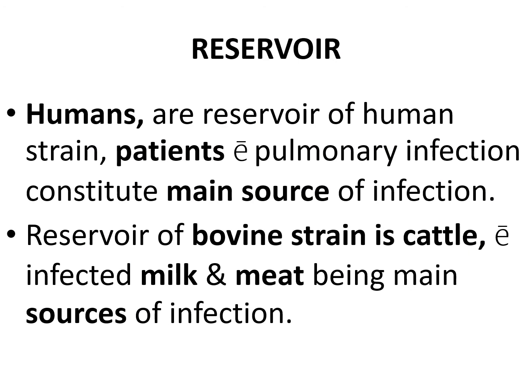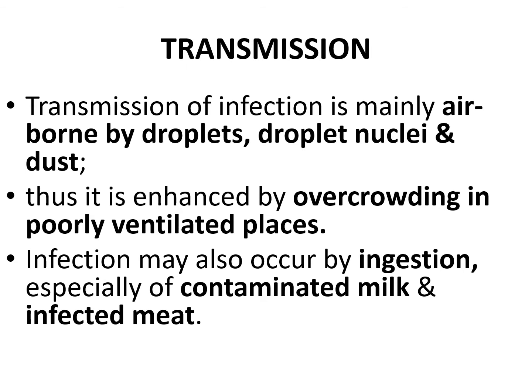Reservoir of infection: humans are a reservoir of human strains. Patients with pulmonary infection constitute the main source of infection. Reservoir of bovine strain is cattle, with infected milk and meat being the main sources of infection. Transmission: transmission of infection is mainly airborne by droplets, droplet nuclei, and dust. So all methods of respiratory transmission are present in TB.